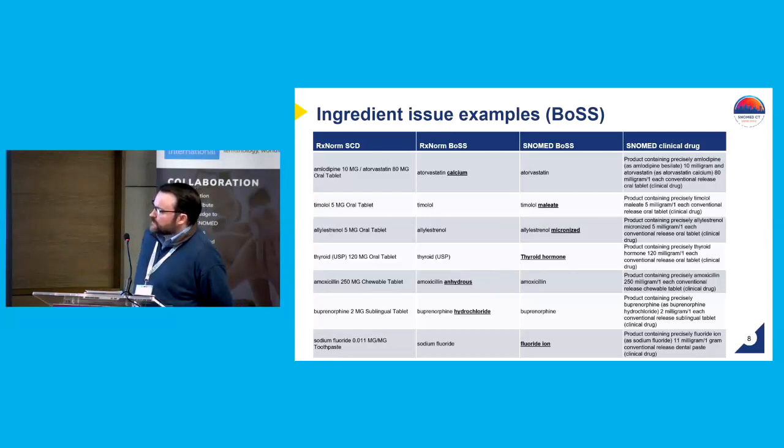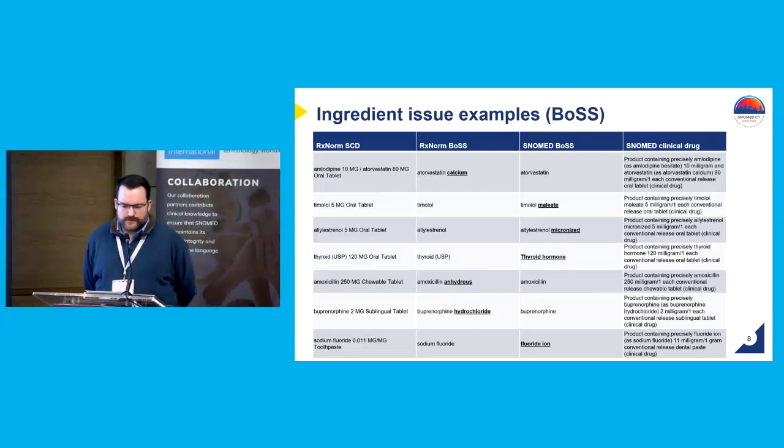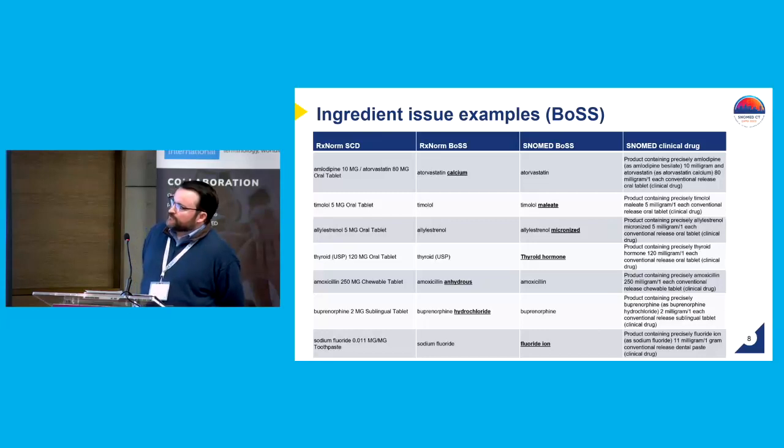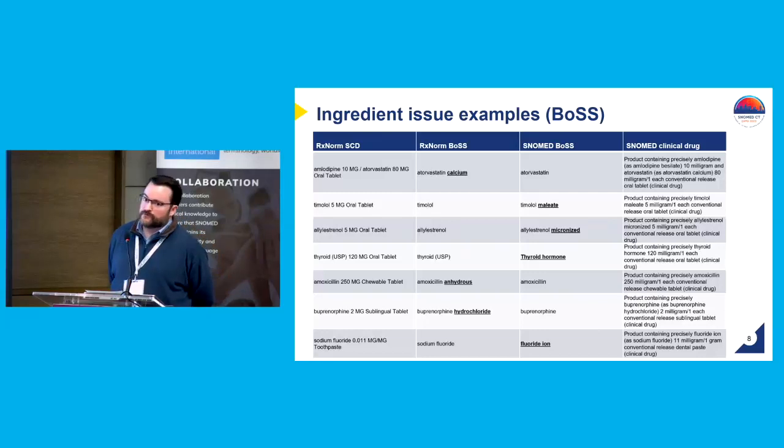So for example, at the very bottom, related to another talk from earlier, sodium fluoride, we have an RxNorm. However, in SNOMED CT, the BoSS is fluoride ion. How do we understand one ingredient in RxNorm is equated to a substance in SNOMED CT? Well, that's an editor decision. So going from RxNorm to SNOMED, this is what we find. Remember, we're going from RxNorm to SNOMED. We're not going from SNOMED CT to RxNorm.